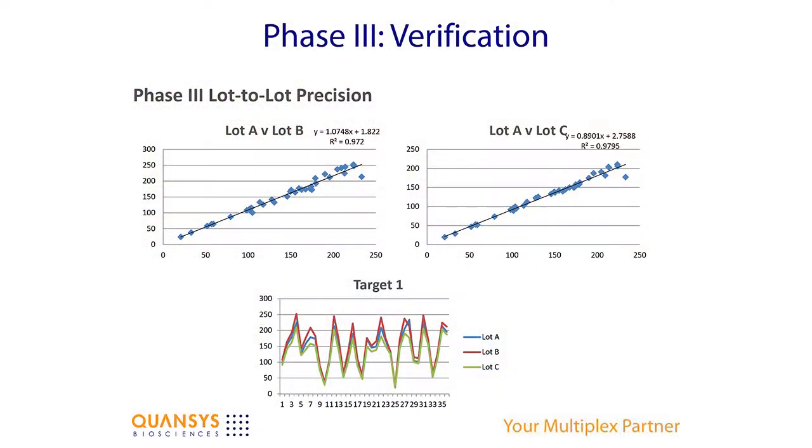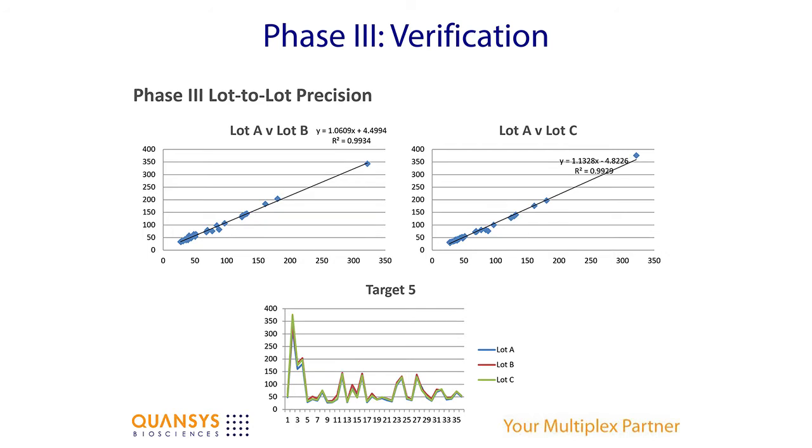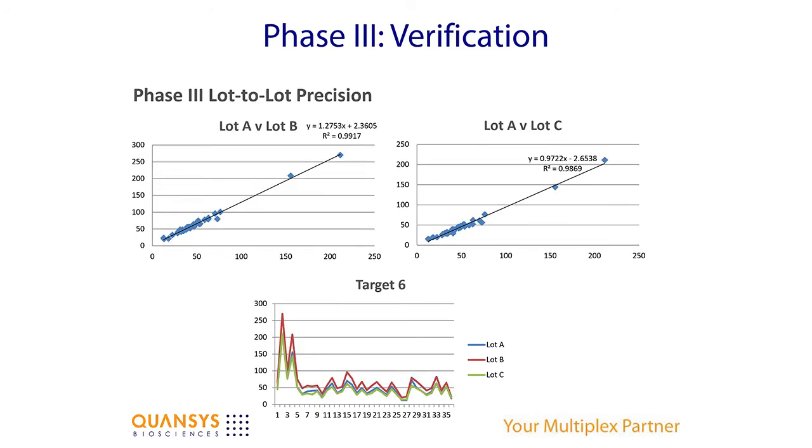So we produced 3 lots, A, B, and C, and we ran that through our precision testing, and here's the concordance between obviously lot A and B, lot A and C. Another way to look at concordance, they were quite pleased with our lot-to-lot reproducibility for this product. Here's some more of that. Lot-to-lot, A versus B of precision, A to C for target 5, and again for target 6.